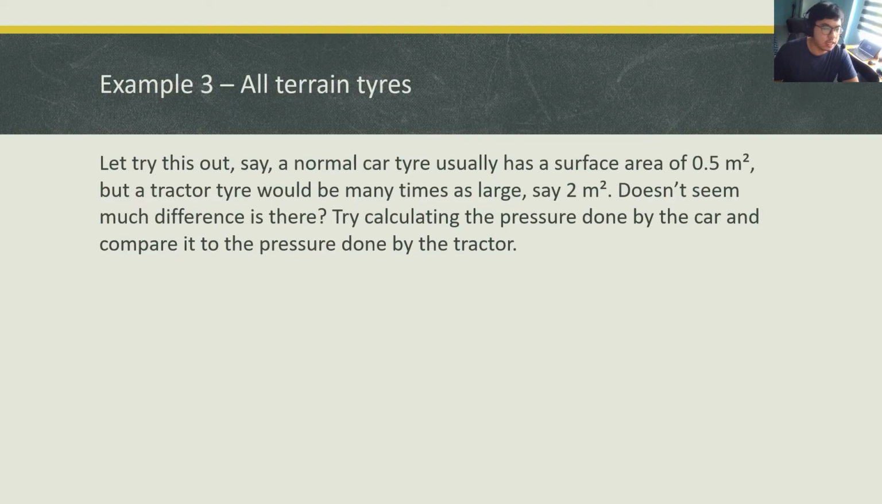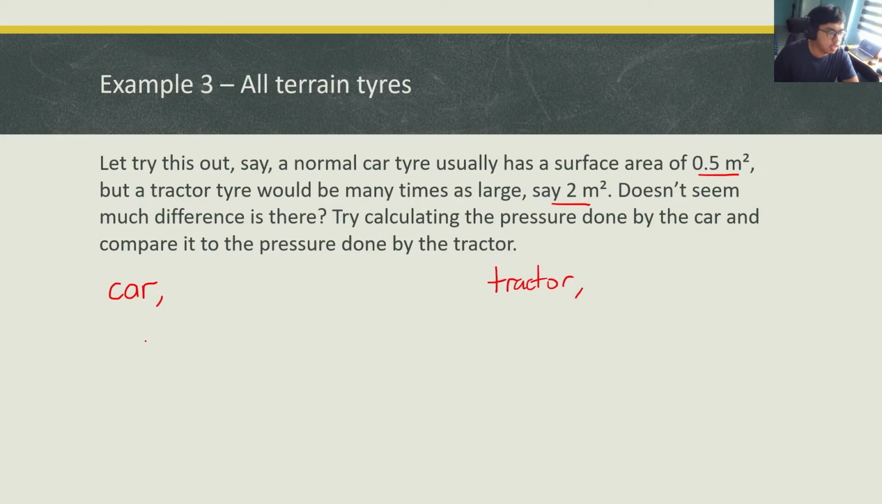Let's show this using calculations. Let's say a normal car tire usually has a surface area of 0.5 meters squared, but a tractor tire would be many times as large, 2 meters squared. So it doesn't seem like much difference. Let's try calculating the pressure and see what is the difference between the two. So here on the left side, we'll do the one for the car, and on the right side, we'll do the one for the tractor.